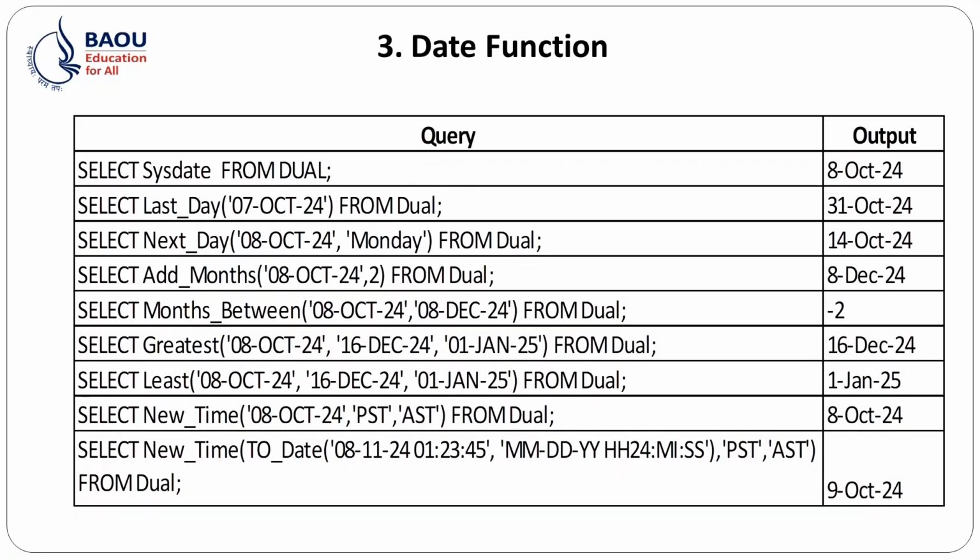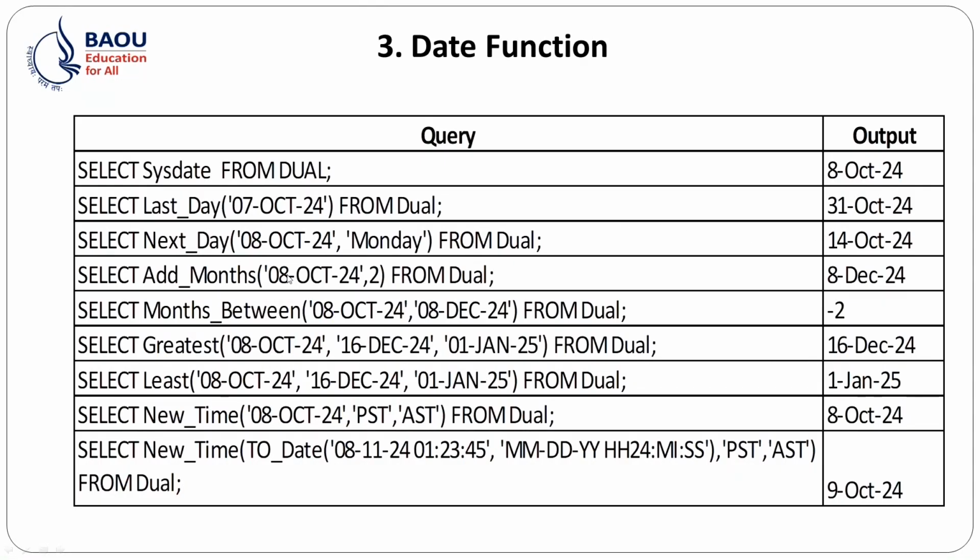See the example. The following table displays the query with the output. Here: select sysdate from dual. Here dual is the inbuilt table which is used to hold one row and one column. SYSDATE displays the current date. LAST_DAY displays the last day of this month. NEXT_DAY displays the next Monday from 8 October 2024. The next Monday is on 14 October.